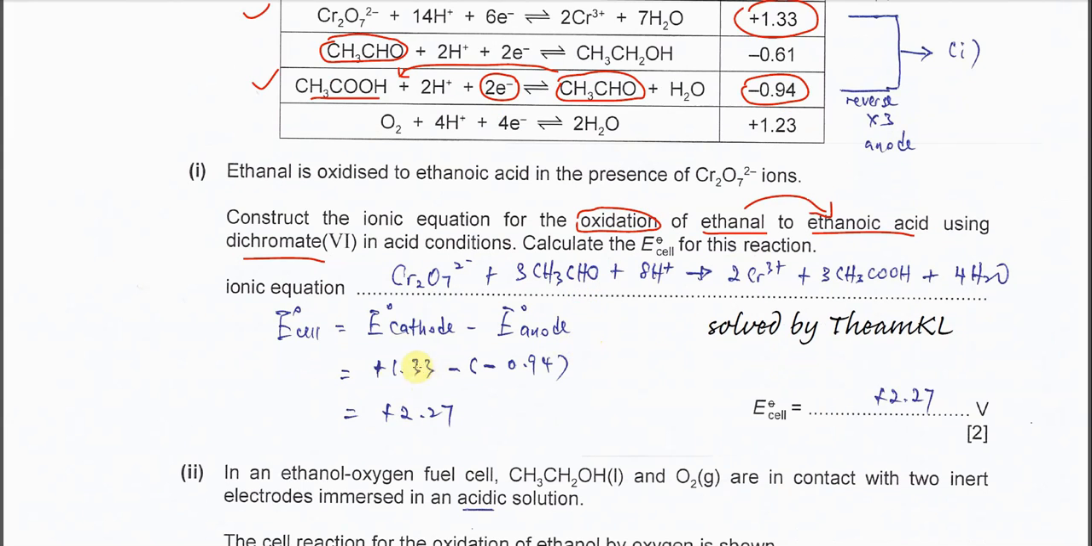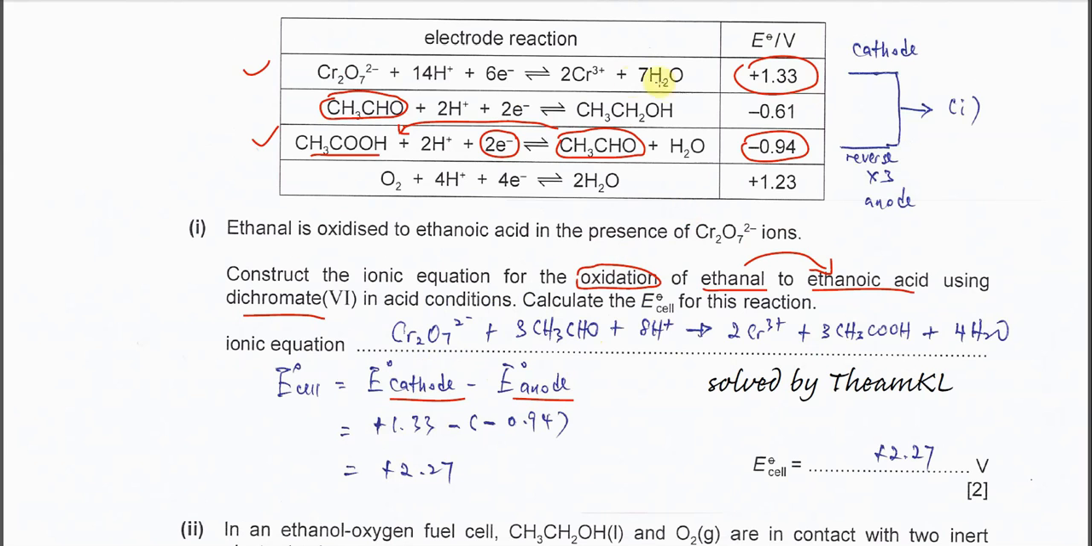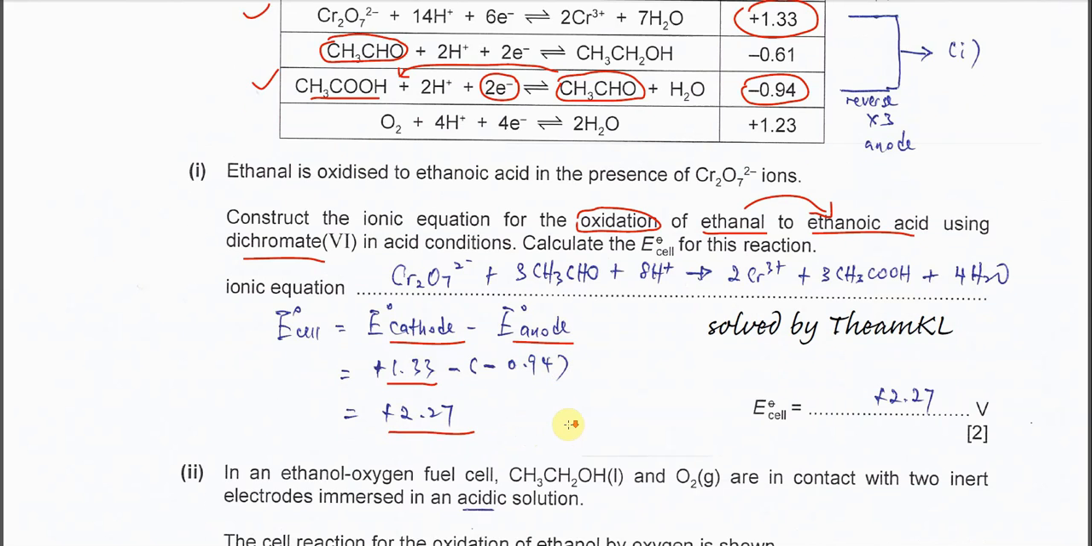After that, to calculate the E0 cell is very easy. You just use cathode minus anode. We know that this one is being reduced, so it's the cathode, and this one oxidized is the anode. So 1.33 minus negative 0.94. So you get 2.27.